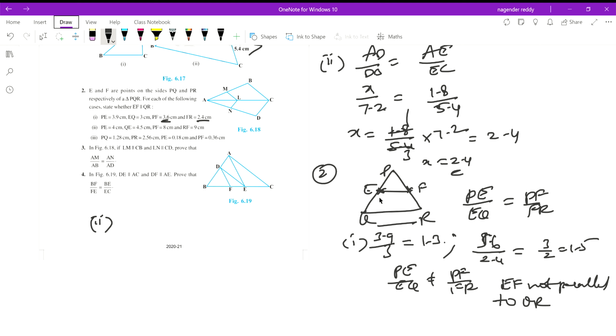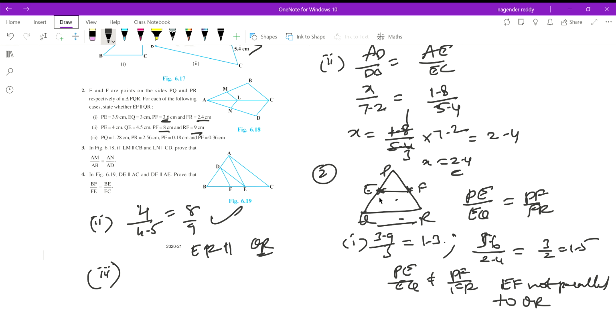For the second case, directly here I am going for 4 by 4.5 is equal to 8 by 9. Yes, multiple of 2 here, 2 here. 2 4s are 8, 2 4.5s are 9. Yes, it is equal. Therefore, in the second case, EF is parallel to QR. And we'll go for the third question.